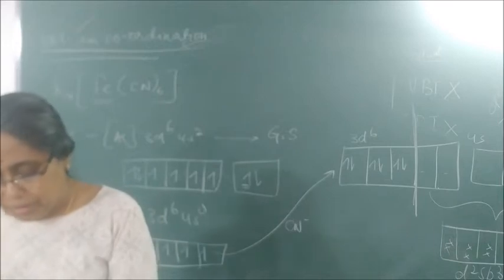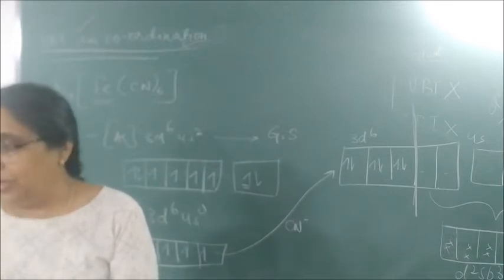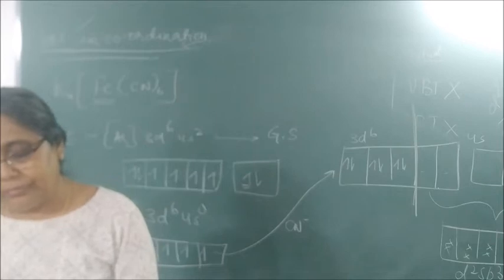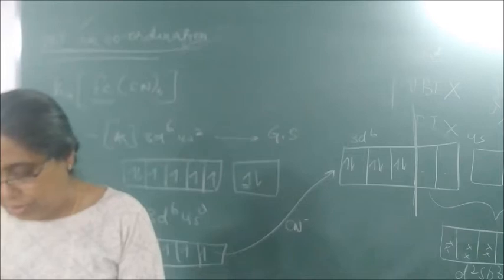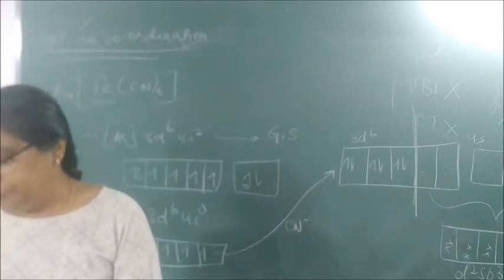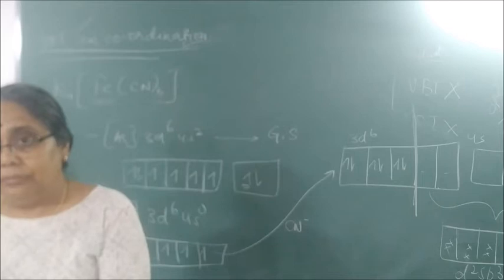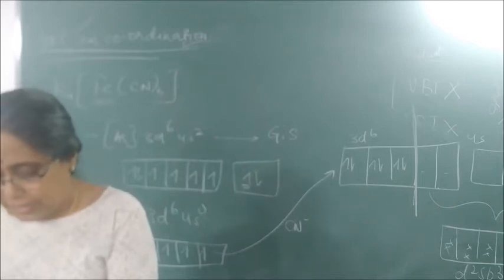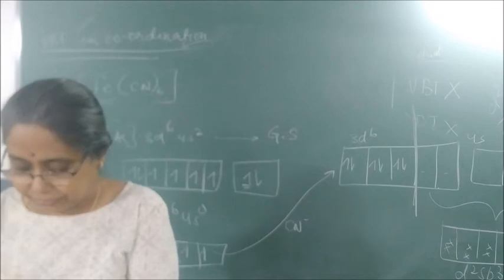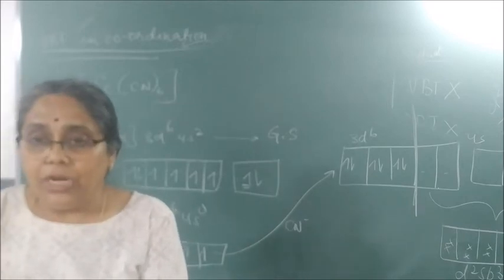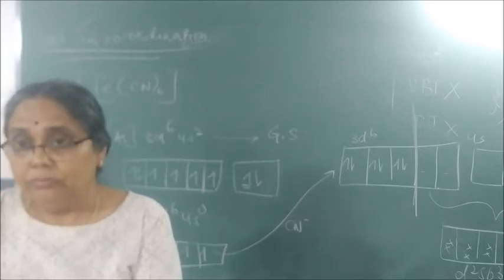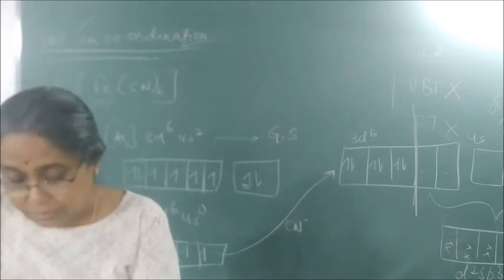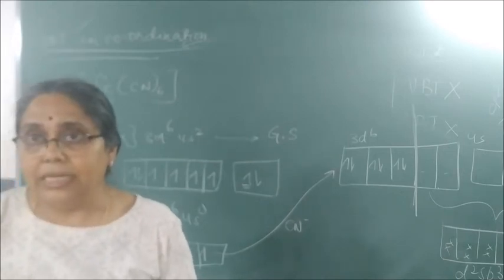Next point: the hybrid orbitals of the metal ion overlap with the filled orbitals of the ligand to form a coordinate bond between the metal and the ligand.